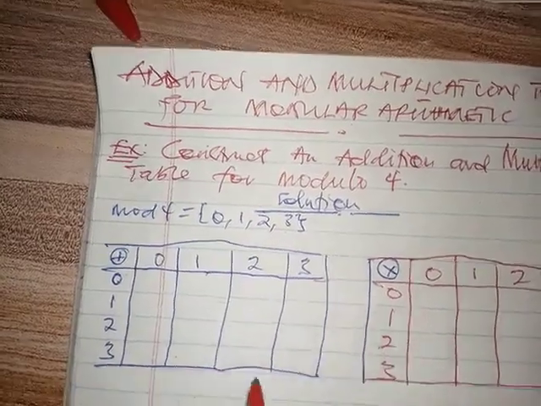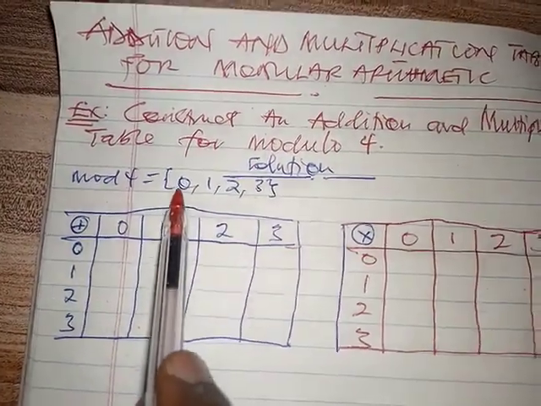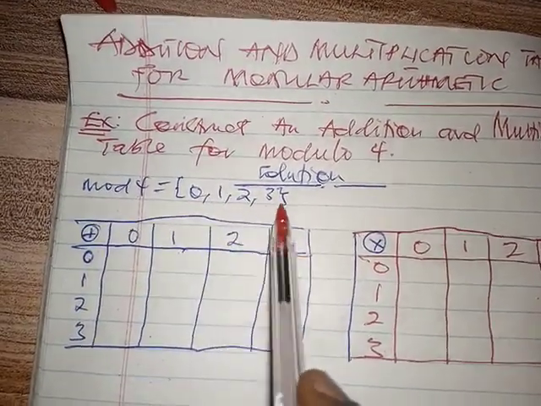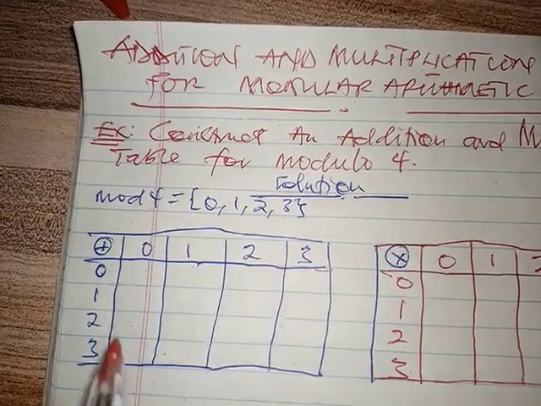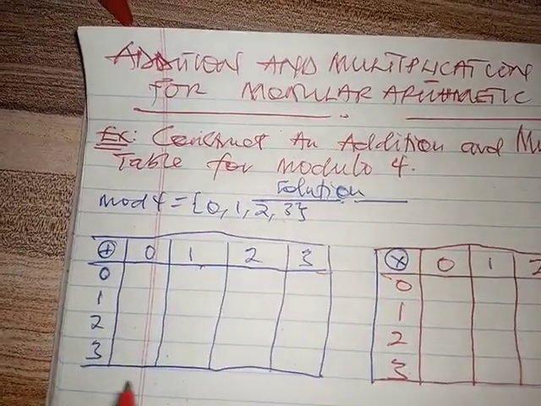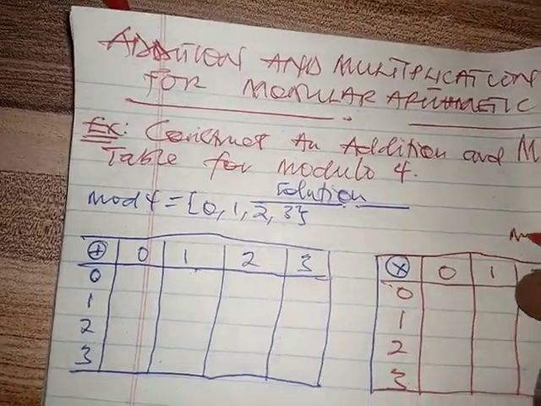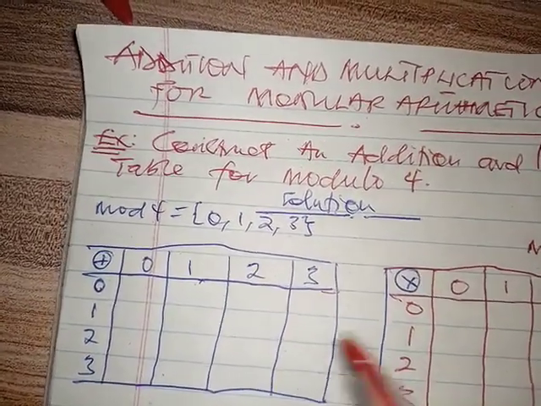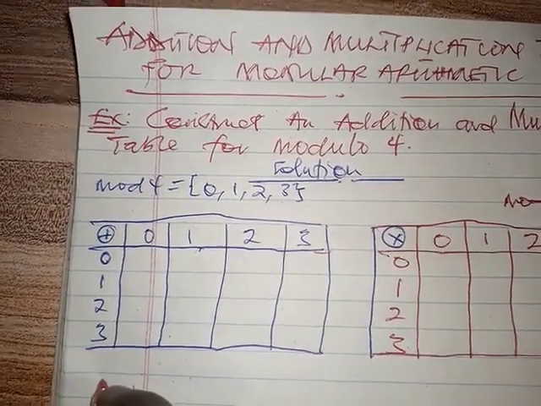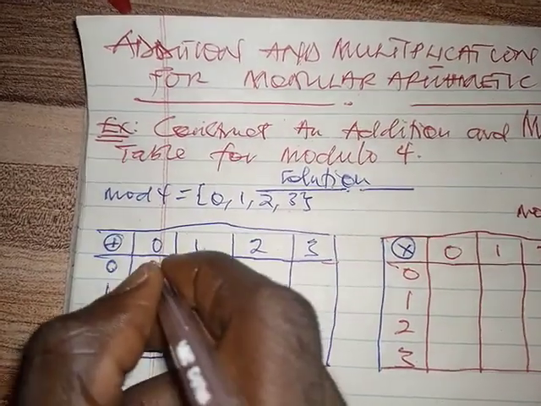Now all the values we are going to insert in these cells should be any one of these. It shouldn't go beyond 0, 1, 2 and 3. So the answer we fill inside these boxes can be either 0, 1, 2 or 3. So let's start. 0 plus 0, and we are working under mod 4. 0 plus 0 is 0, and 0 mod 4 is still 0.